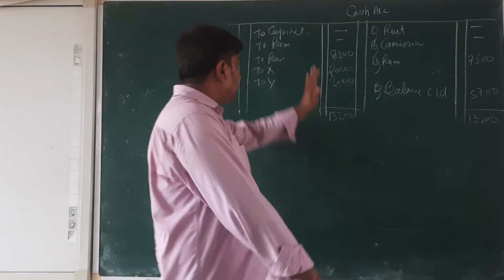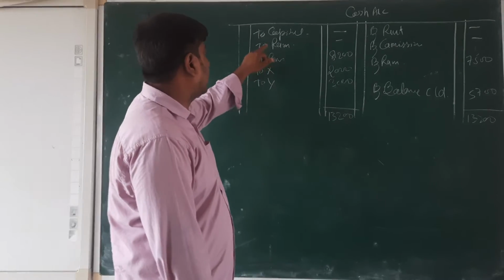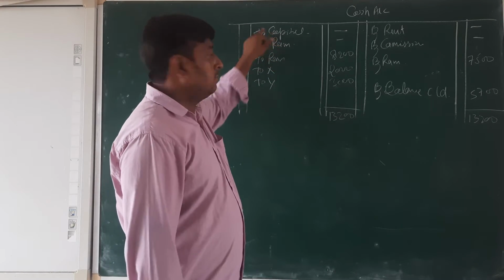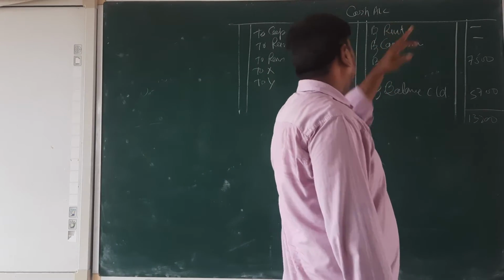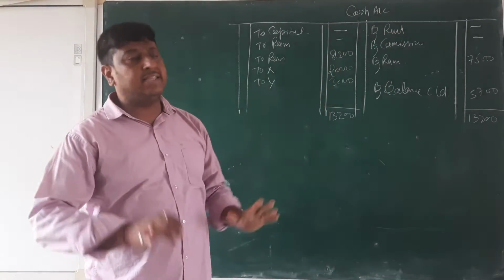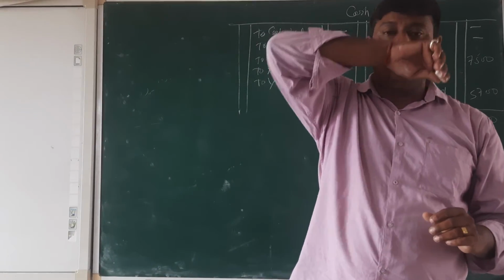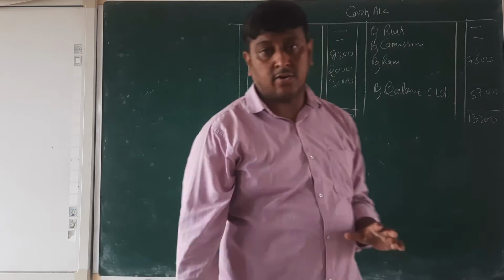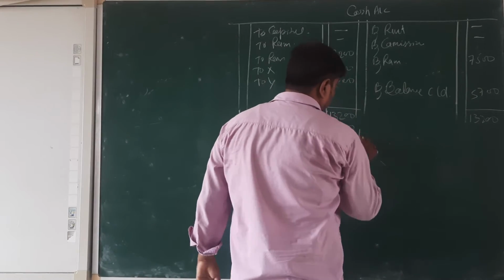And in this way, we are going to make the ledger of all the accounts: for Ram, for capital, for X, for Y, for commission, for rent. From all these accounts, we are going to take the entries for making the ledger. Like the capital account, we are going to make the capital account.